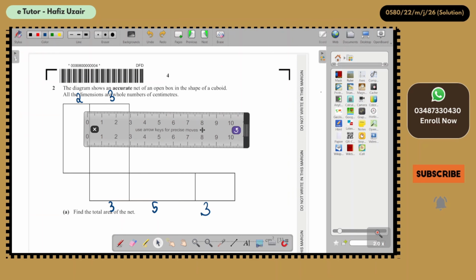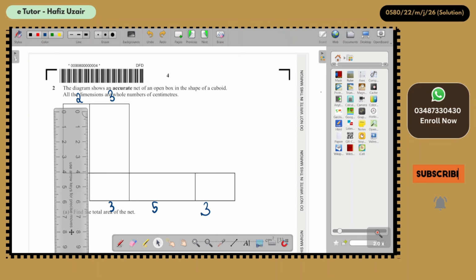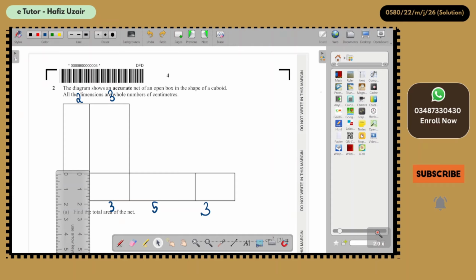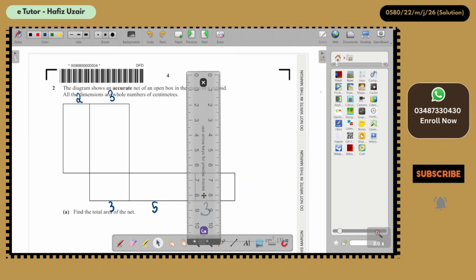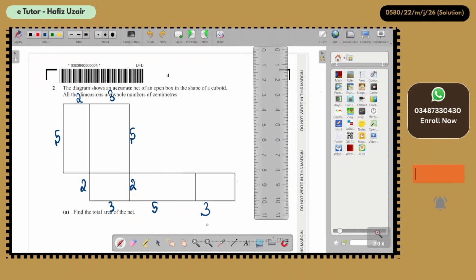Now let's measure these vertical lengths. Now this is 4.6. You can check that this is 4.6. So you can write this as 5, and now if we measure this, this is 1.6 or 1.7, so you can say this length is 2. If this is 5, then this length is also 5, and this length is 2, this length is 2, and also this length is 2. Hopefully you understand this. Let me take screenshot of this.